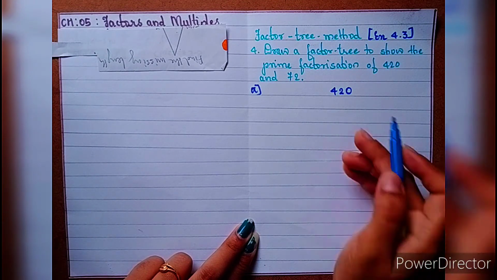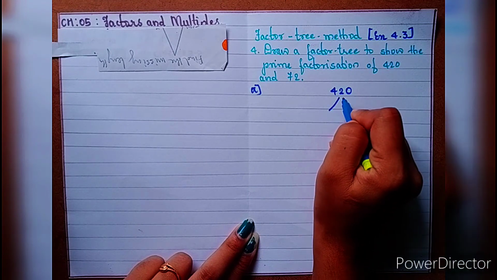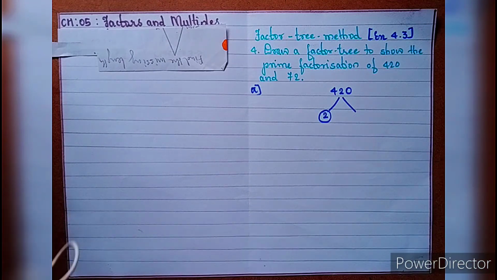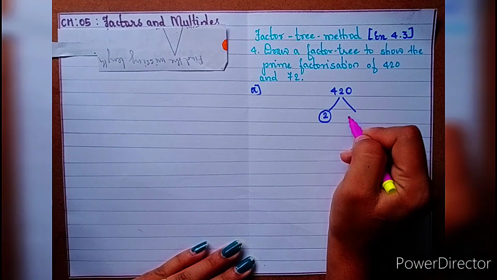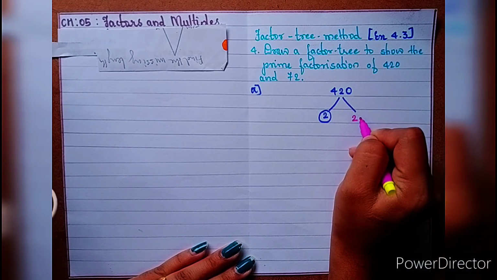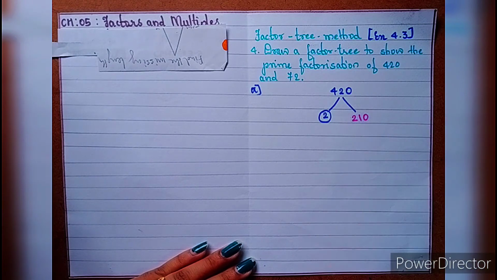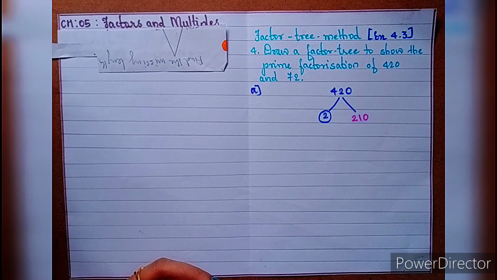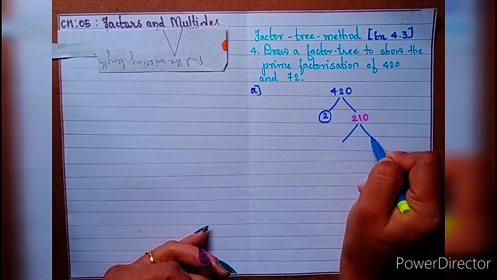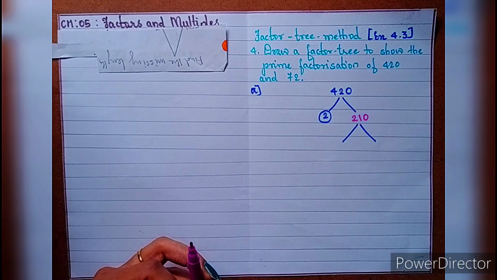Okay, so let's divide 420 by 2. When we divide by 2, 2 is a prime number. So I'll mark the composite numbers with the pink color. When I divide this by 2, 2 2s are 4, 2 1s are 2, 2 0s are 0. So it is a composite number. Now this composite number again I will represent as a product of a prime number and a composite number.